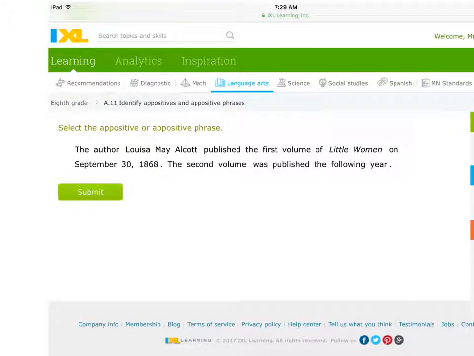The author, Louisa May Alcott, published the first volume of Little Women on September 30th, 1868. The second volume was published the following year. Now there are no commas setting anything apart here, so at least that's been nice for us. So we know we're looking for an essential appositive, a noun that's describing a noun that has to stay in the sentence, and oftentimes that's going to be a name. Here I see Louisa May Alcott. That's a noun describing the author. So Louisa May Alcott is my appositive.